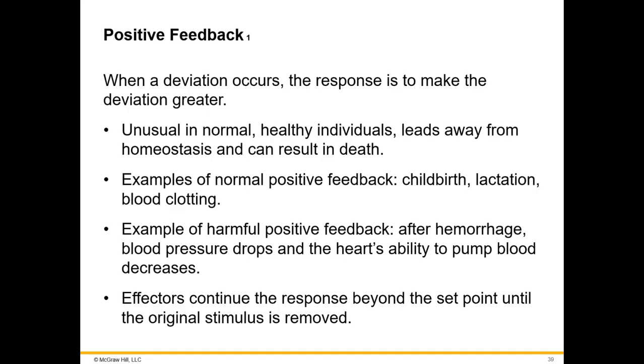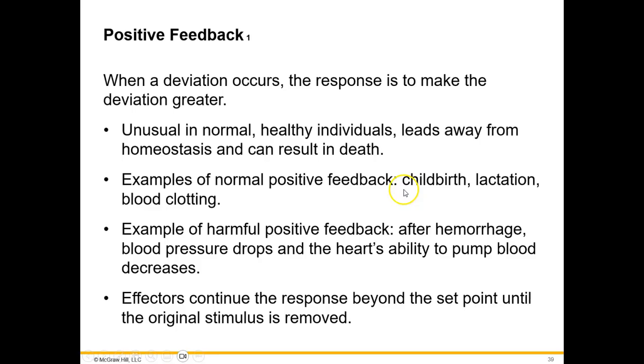Positive feedback is different because when a change occurs in the variable, the response doesn't make the variable opposite. It doesn't reverse the stimulus. It actually increases it. So there's not a lot of examples of positive feedback. Most conditions are maintained by negative feedback. But examples would be childbirth.